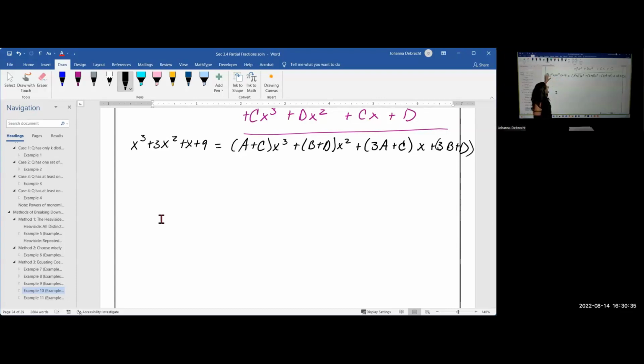The coefficient of x cubed on the left is 1, and the coefficient on the right is a plus c. So this gives me 1 equals a plus c. That's one equation. I have 4 unknowns, a, b, c, and d. So I need 4 equations. The coefficient of x squared on the left is 3, and the coefficient on the right is b plus d. So I have 3 equals b plus d. And then the coefficient of x on the left is 1, and on the right is 3a plus c.